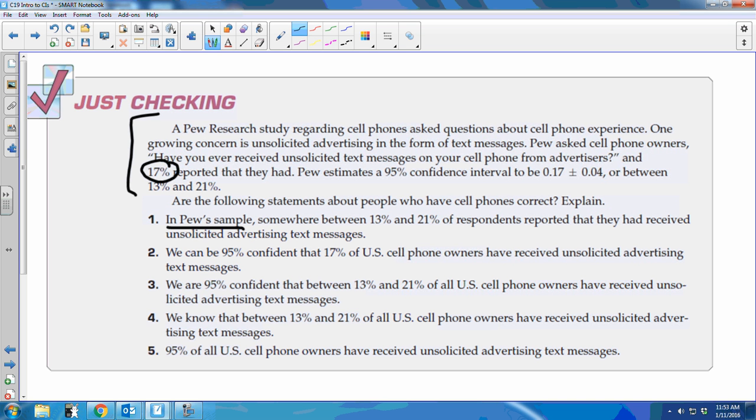On 2, we can be 95% confident that 17% of U.S. cell phone owners have received unsolicited advertising text messages. Right, that's false. We're 95% confident that the number of people falls in the interval, right? Not that it is that specific number.